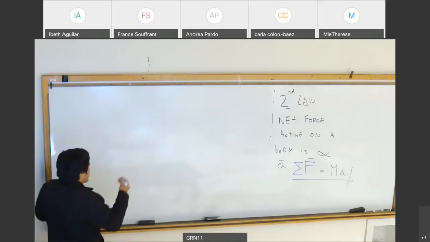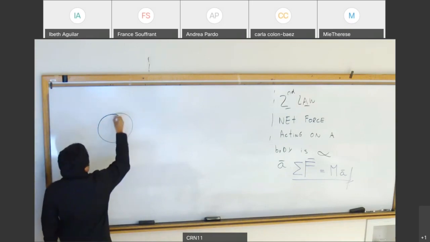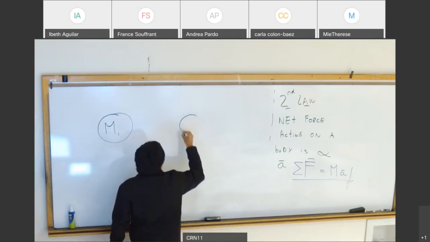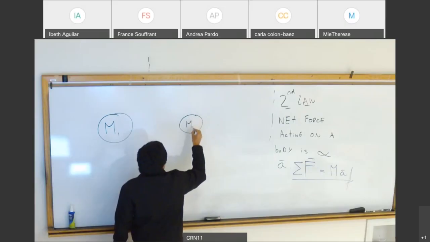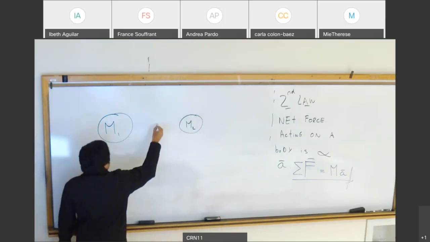And let's see how it works. If you have one mass, I want to call this M1, and you have another mass here, M2, and you release them, remember that gravity is acting on both.